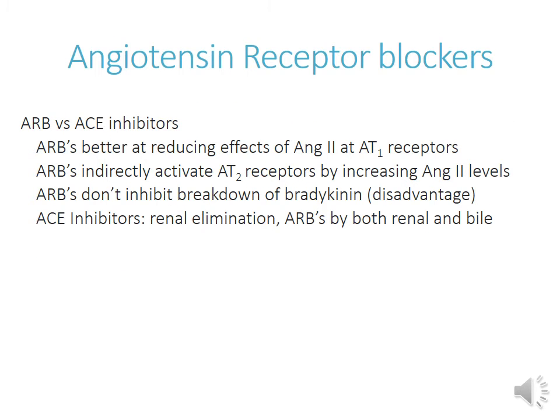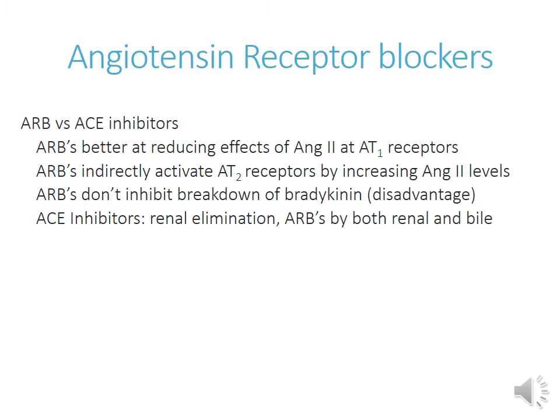So again, angiotensin receptor blockers are better at reducing the effects of Ang II, specifically at the receptor. You're going to see that angiotensin receptor blockers will indirectly activate AT2 receptors, due to the fact that you're increasing angiotensin II production. A lot of it has to do with that feedback loop: if you're blocking the AT1 receptors, the body's still sensing there's no renin activity. So you'll end up producing more angiotensin II, which means you can have more activity at the AT2 receptors. Clinically, we don't know if that's really relevant so much.